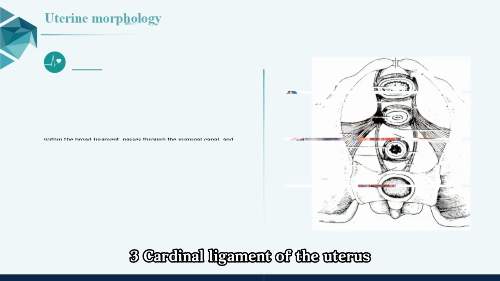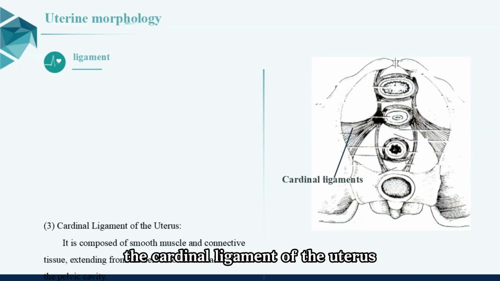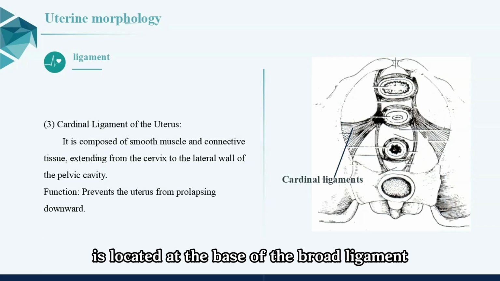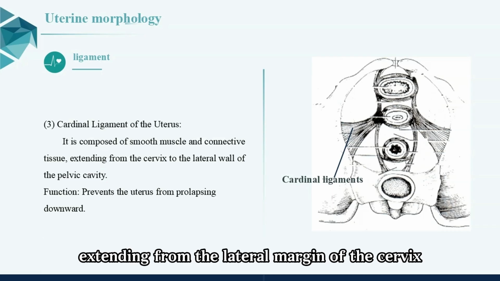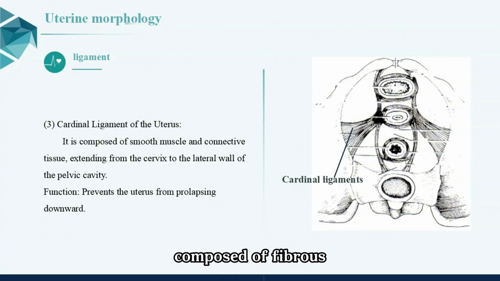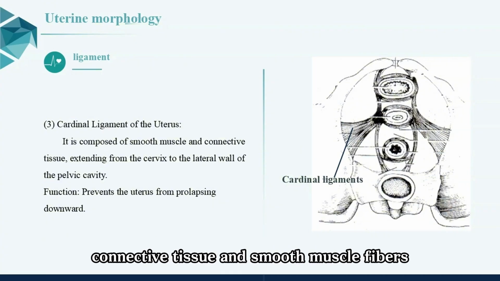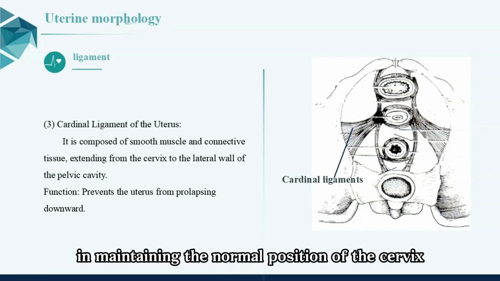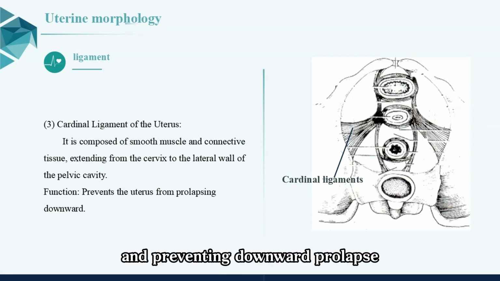3. Cardinal ligament of the uterus. The cardinal ligament of the uterus, also called perimetrium, is located at the base of the broad ligament, extending from the lateral margin of the cervix to the pelvic sidewall. Composed of fibrous connective tissue and smooth muscle fibers, it is strong and plays an important role in maintaining the normal position of the cervix and preventing downward prolapse.